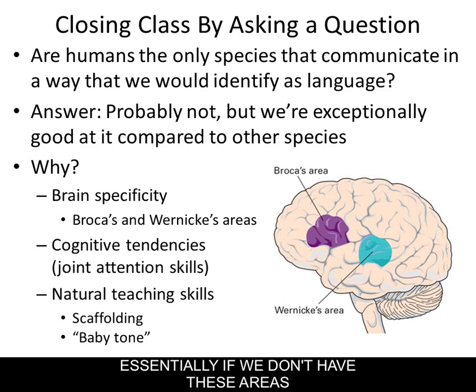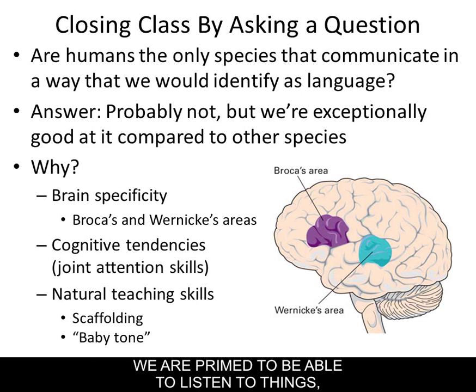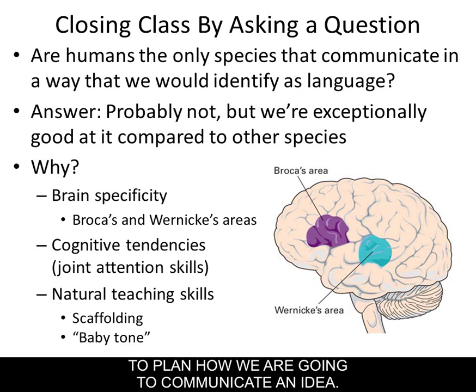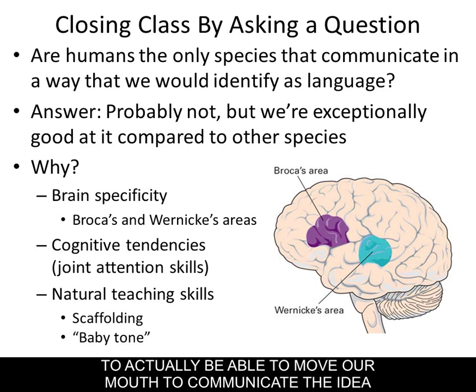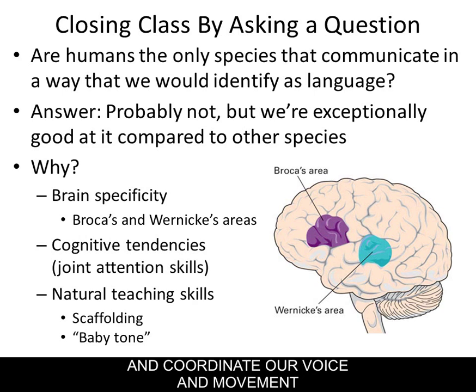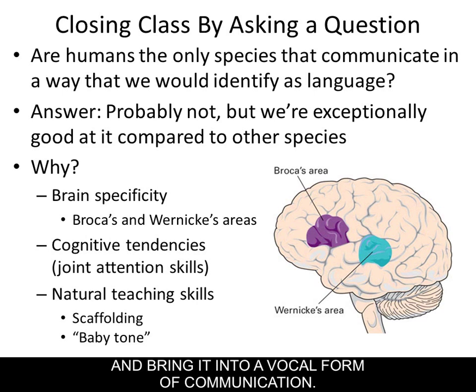Essentially, if we don't have these areas, we lose almost all of our language skills. But because we have these areas, we're primed to listen to things, to plan how we're going to communicate an idea, to move our mouth to communicate the idea, and to coordinate our voice and movement to take the idea that we have and bring it into a vocal form of communication.